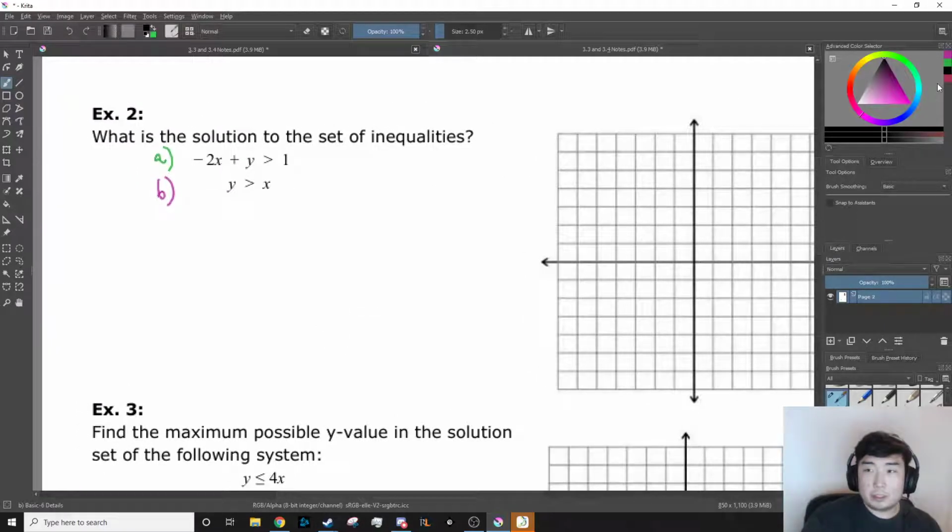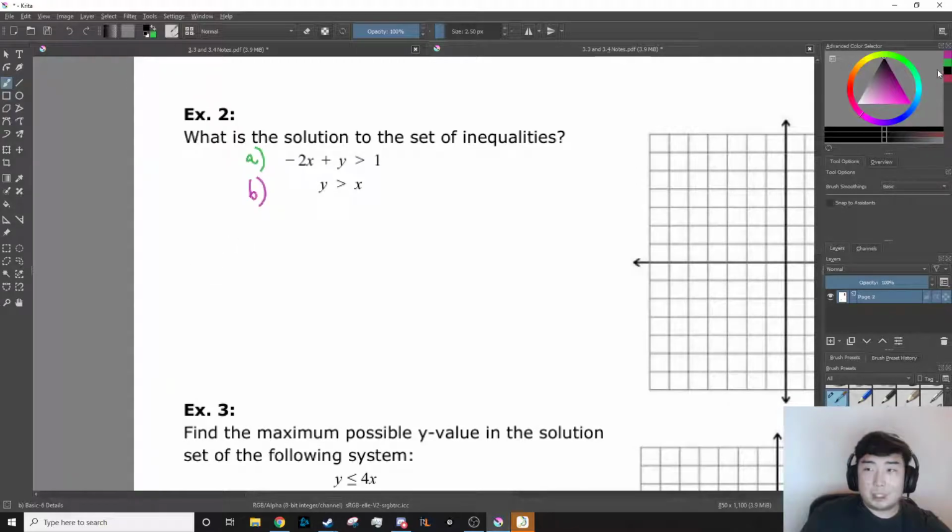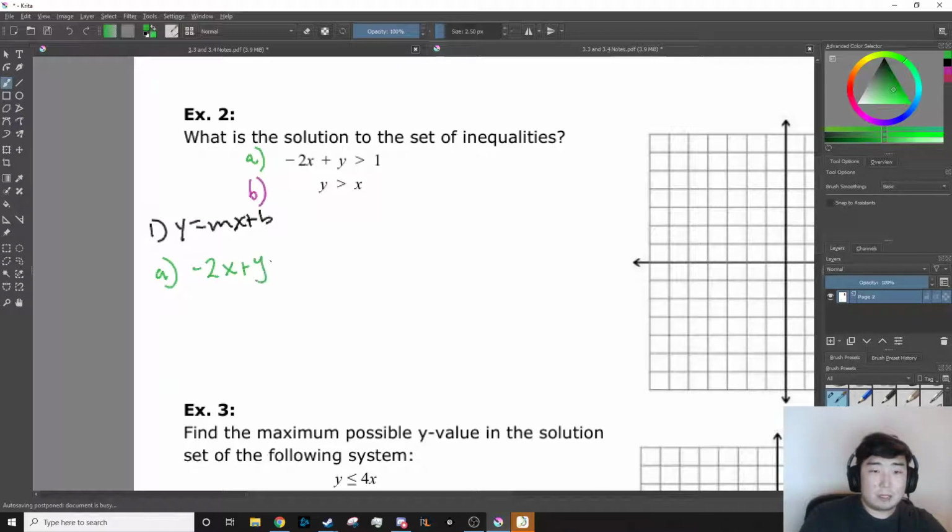Alright. Hopefully you tried it by yourself, but if not, here it is anyways. So option A, well, the true first step is to graph it, but I can't graph option A. So step one is to make it y equals mx plus b. We have to make it into slope-intercept form for me to graph it. So inequality A is negative 2x plus y is greater than 1. I'm going to add 2x on both sides. So y is greater than 2x plus 1.